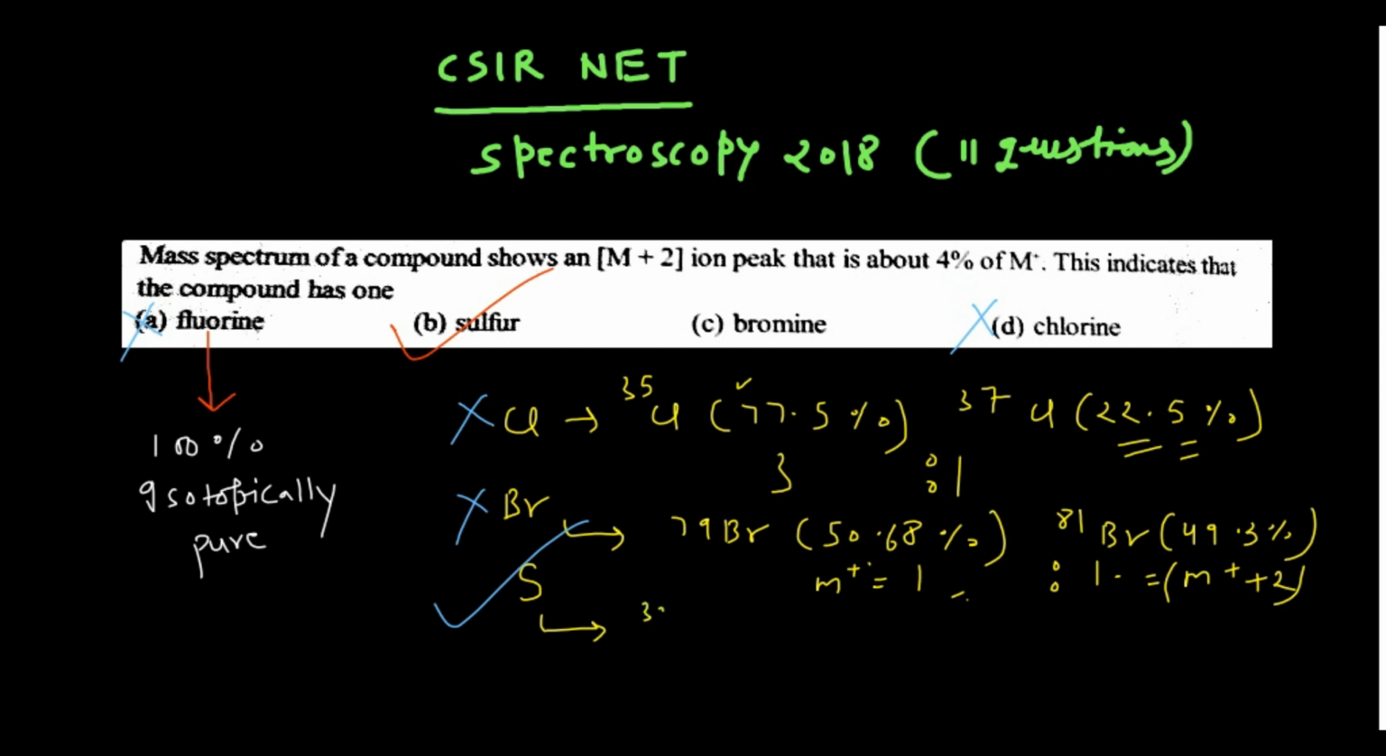You have the first isotope of sulfur, which is S32, which is roughly 95.02%. Please remember this value. And then you have sulfur 34, and sulfur 34 has a percentage of 4.21%. So it is quite clear that if you consider this as 100%, if the molecular ion peak intensity is 1, then it should be about 0.4, which means roughly 4%. So this sulfur is the correct answer.